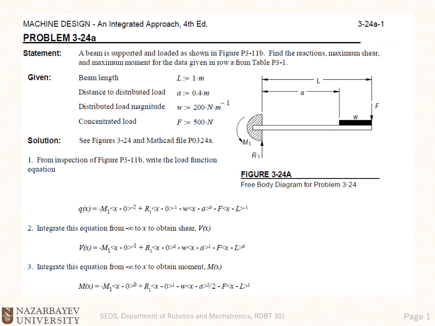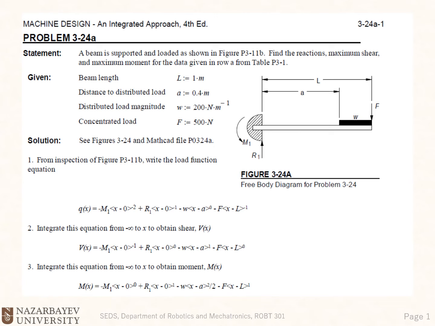So minus M1 bracket X minus 0, because the moment is located at 0, to the power of minus 2. Minus 2, because based on the policy for writing the singularity functions, the power for the concentrated moment should be minus 2. Then we have the concentrated force R1 located at 0, so it will be X minus 0 to the power of minus 1.